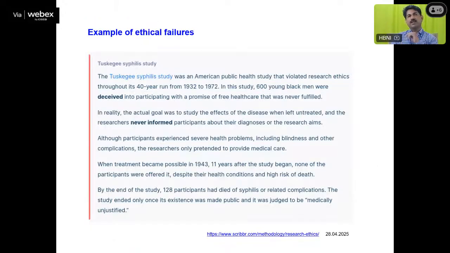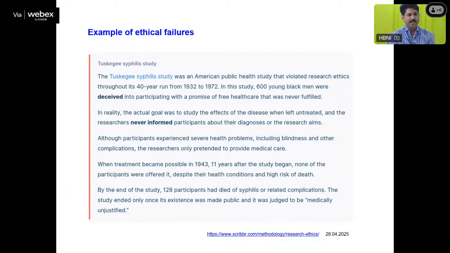So here I have given one ethical failure example. I have just taken it from the internet, this morning only. This is not to pinpoint any organization or country by giving the example. This is just an example to tell that this type of research sometimes happens, but by applying ethical measures, we can easily avoid this type of ethical issue, because this is a very big example of ethical failure.